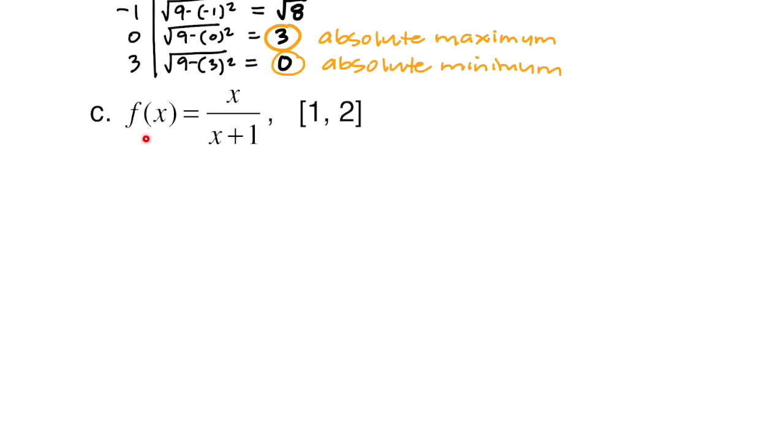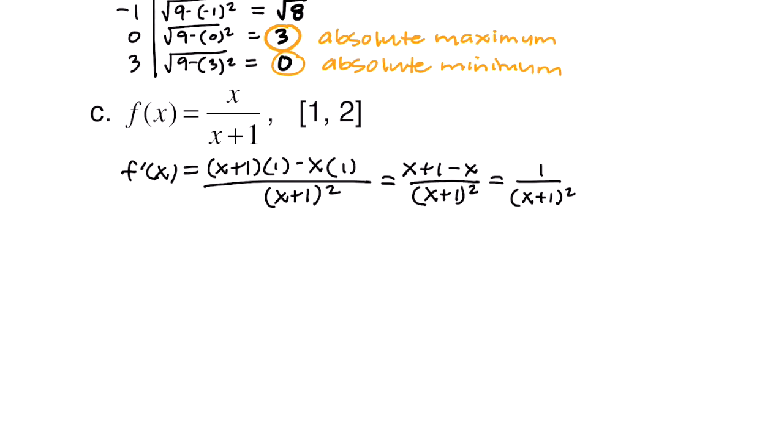For part C, we have f of x equals x over x plus 1, our interval is from 1 to 2. So first step, we're going to take the derivative to find the critical values, and to do so, we're going to use the quotient rule. So we're going to go low, d high minus high, and then d low all over the low squared. So you end up getting 1 over the quantity x plus 1 squared.